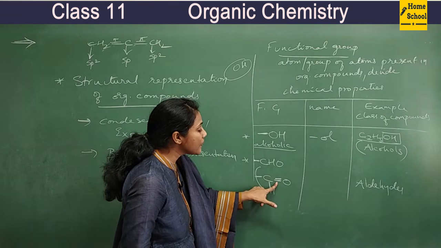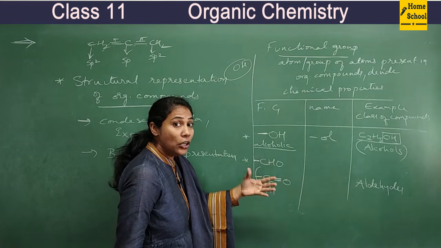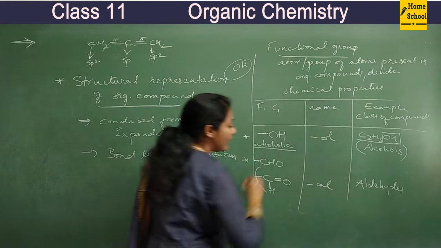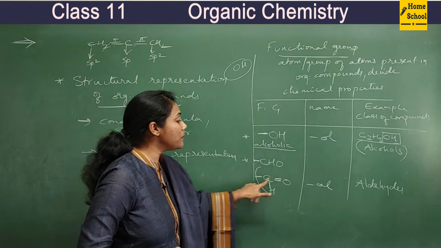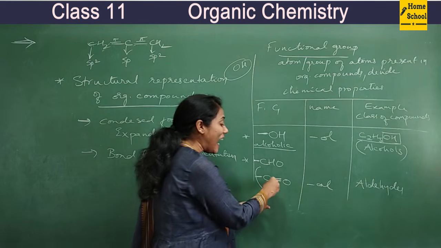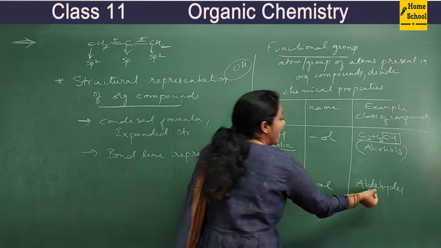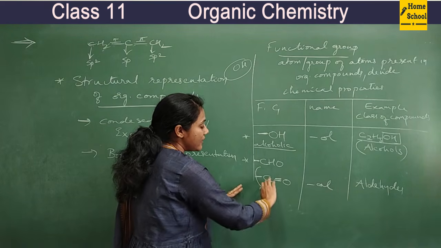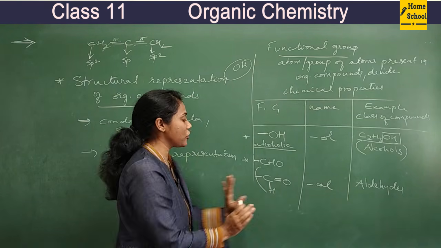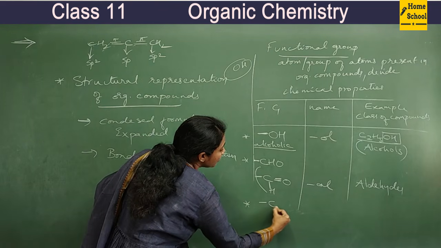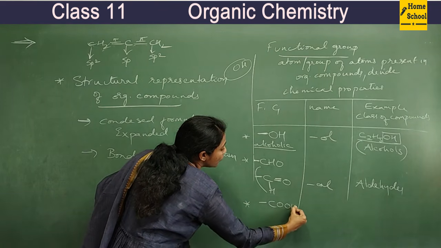Whenever this group is there, the compound's name will end with Al. So the group's name is Al. What type of group is it? It is the aldehydic group. You will find that in aldehydes. Okay, so this is another functional group. And coming to the third group, we have a group like COOH.